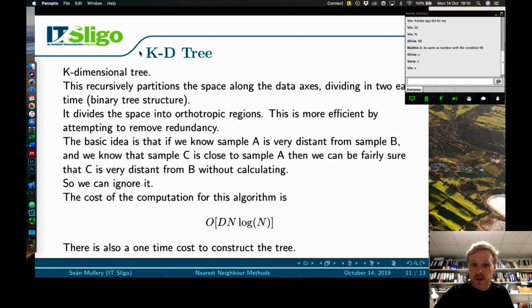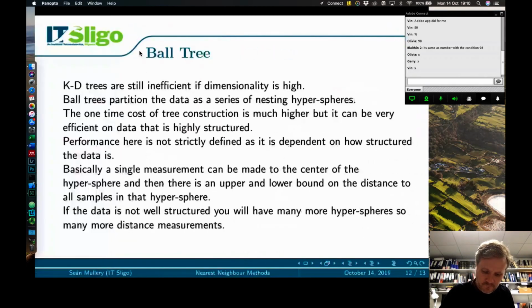There is also a one-time cost for construction of the tree as well. You're going to see these trees pop up in what we'll call decision trees and random forests in a later lecture as well. So we'll see a little bit more about them at that stage.